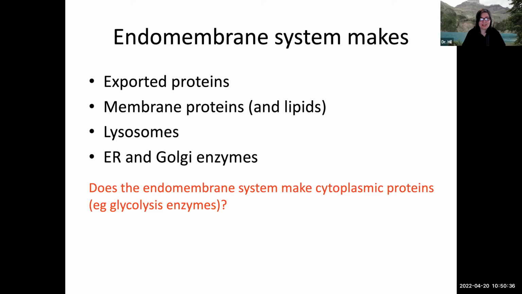It's specifically exported proteins and membrane proteins, lysosomal enzymes, resident ER and Golgi enzymes that are made by the endomembrane system. But stuff that's going to live inside the cytoplasm of the cell, like tubulin and actin, glycolysis, or things that are going to be in the nucleus, like RNA polymerase, DNA polymerase, those enzymes are not made by the endomembrane system. So we're going to focus on how this works together to make these things happen, but acknowledge that it's not the only game in town.